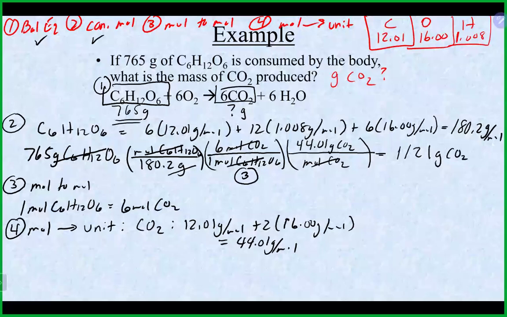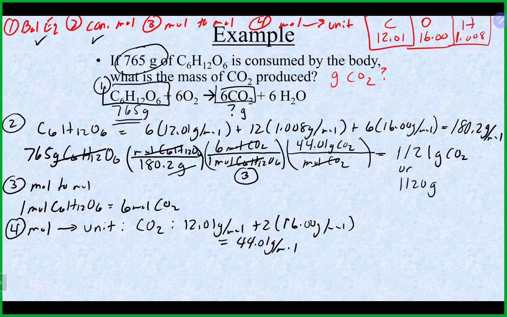In this case, we're probably looking at only 3 significant figures based off of the only number given to us. So about 1,120 grams of CO2. Once again, CO2 is a product, so this would be known as the theoretical yield in this case. And again, step number 4 right there, basically.